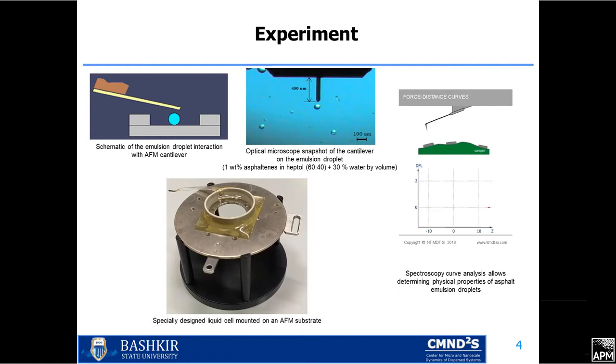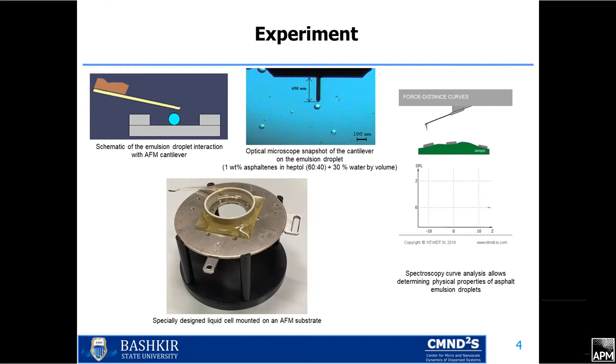And how long does this experiment take, approximately? It must be quite fast. We tried different times for one curve, but now it's about 10 to 15 seconds for one curve.